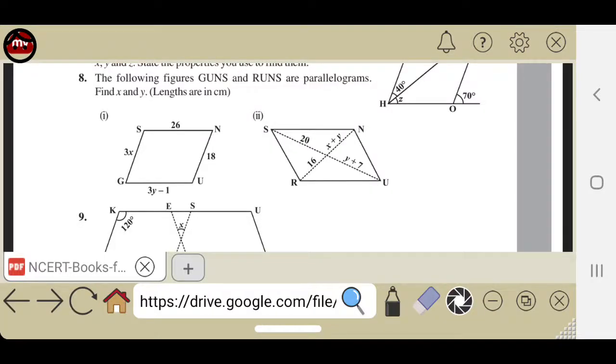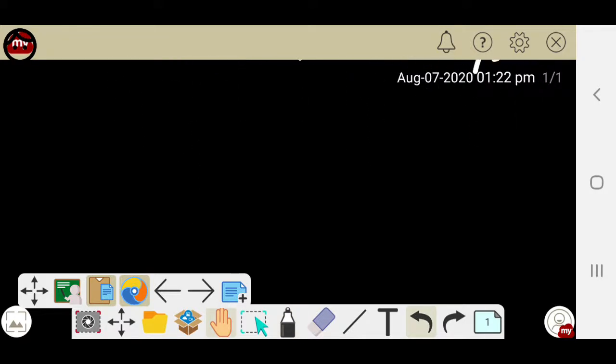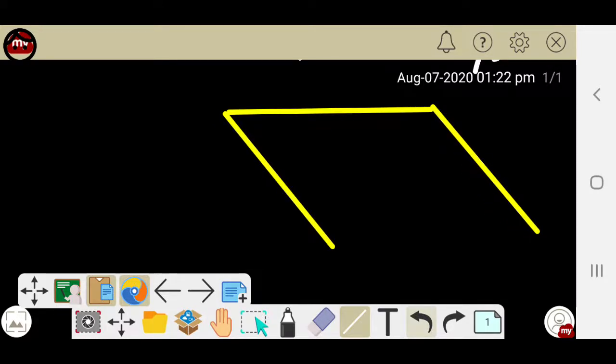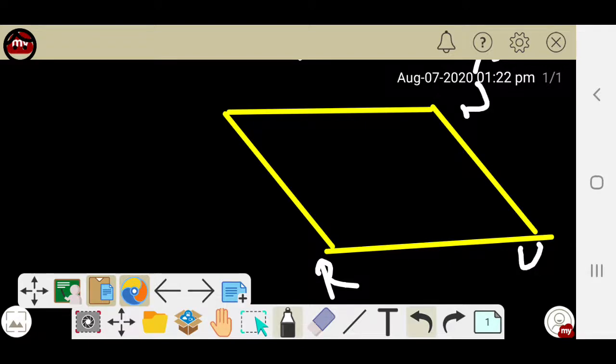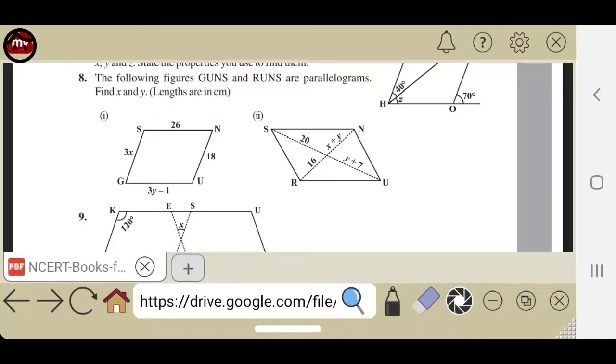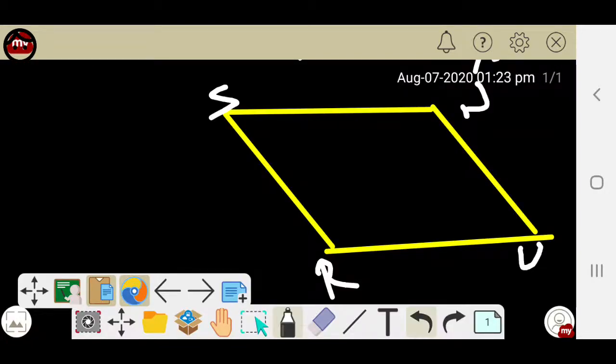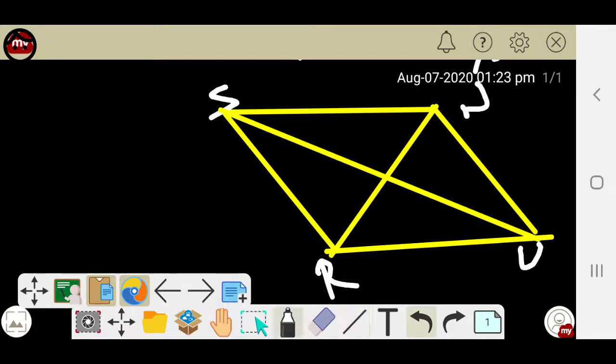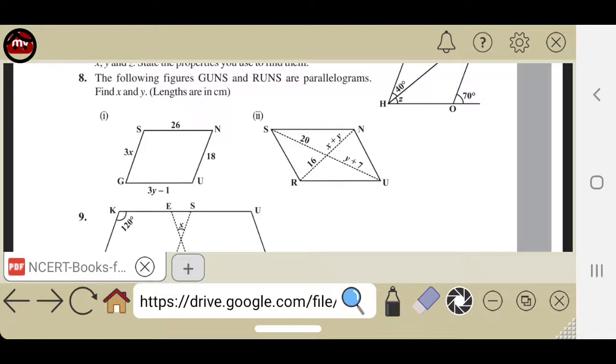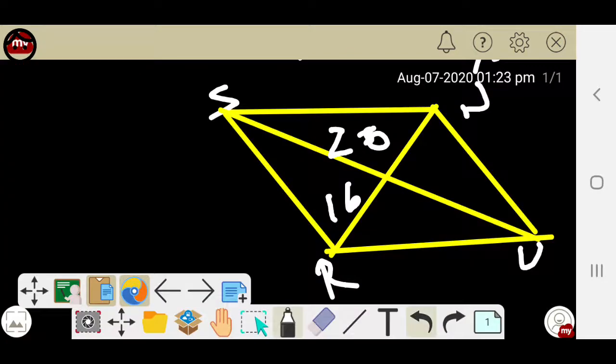The same parallelogram, RUNS. Then it is given two diagonals, 20 and 16. Then x plus y and y plus 7.